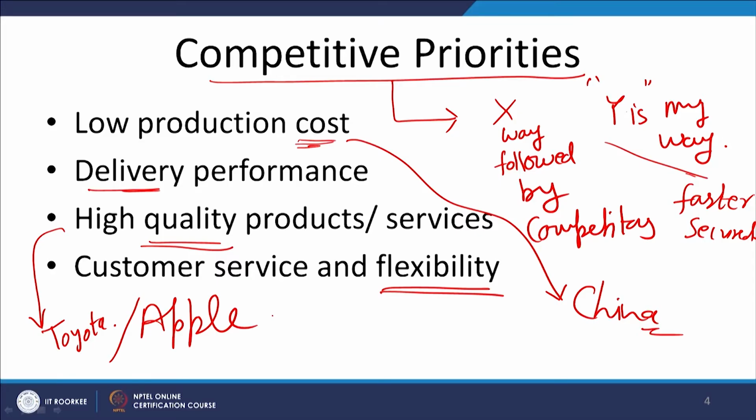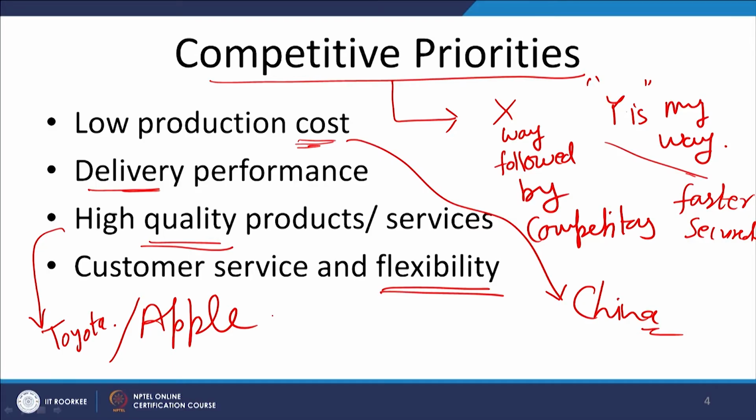Whether I am talking of Toyota, Toyota is no longer limited to automobiles only. Toyota's quality revolution is followed in many other kinds of industries. Similarly, Apple is not limited to mobiles. Apple's ability to produce very high quality products is now going into automobiles, into consumer durables, maybe into shoes, maybe into FMCGs. So, when you are developing competitive advantage from either cost or quality, people across industries follow your way of doing the work.